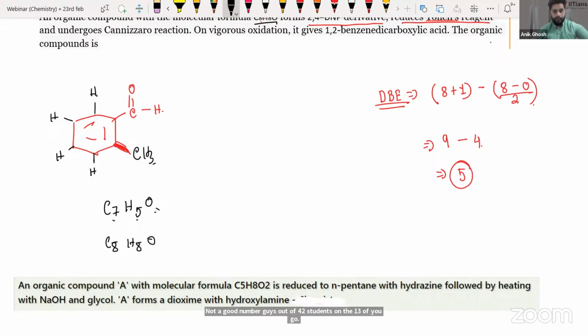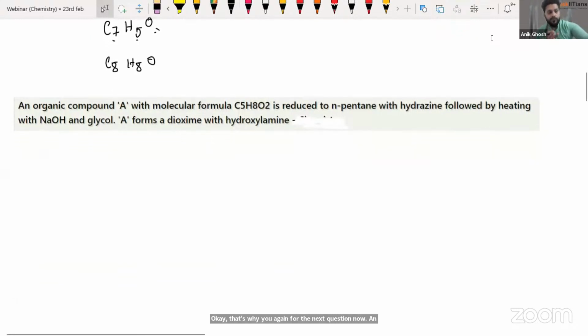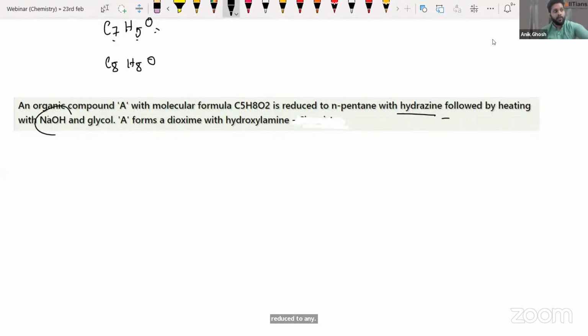Okay, let's try again for the next question now. An organic compound A with molecular formula C5H8O2 is reduced to n-pentane with hydrazine followed by NaOH. What is this reaction, guys? It's a name reaction. Hydrazine followed by NaOH. Come on, write it down. Which name reaction is this?